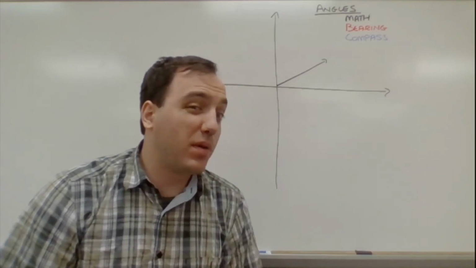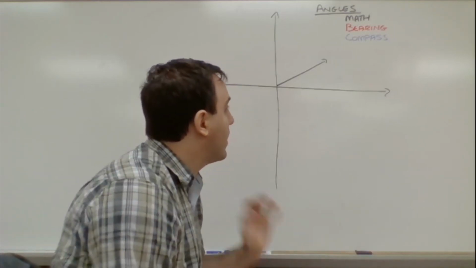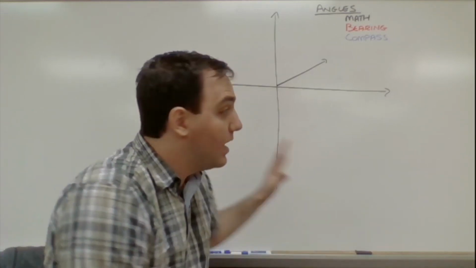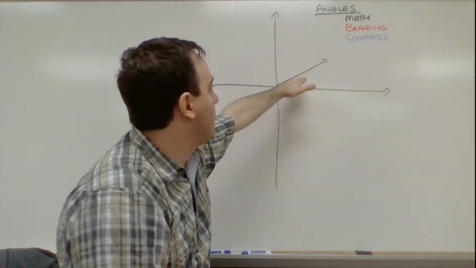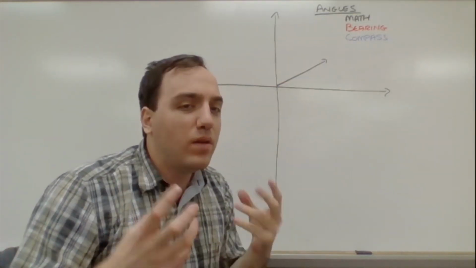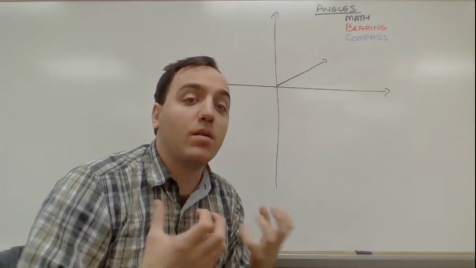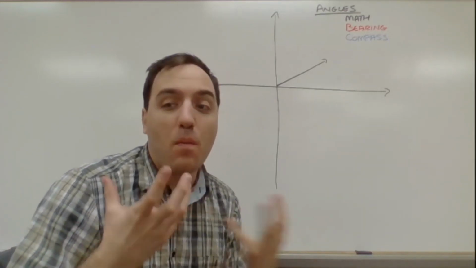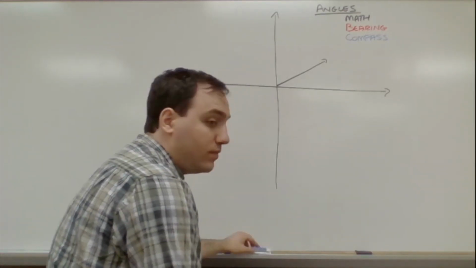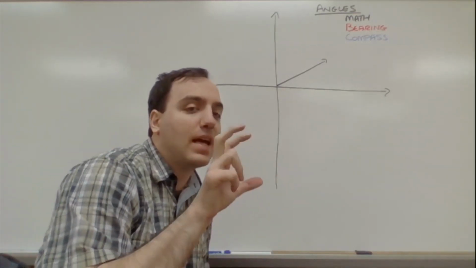One of the common things we'll run into when we're talking about vectors are the different angles and the different ways we measure them. In this case, we have an angle or a vector pointing up and to the right, but we don't have a good way to talk about the angle until we talk about the different ways we can measure that. There are three common ways we talk about angles.